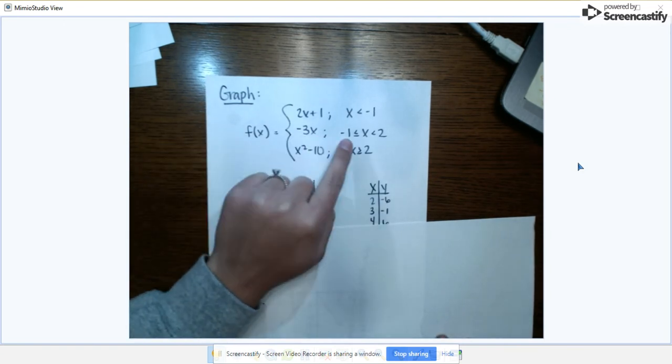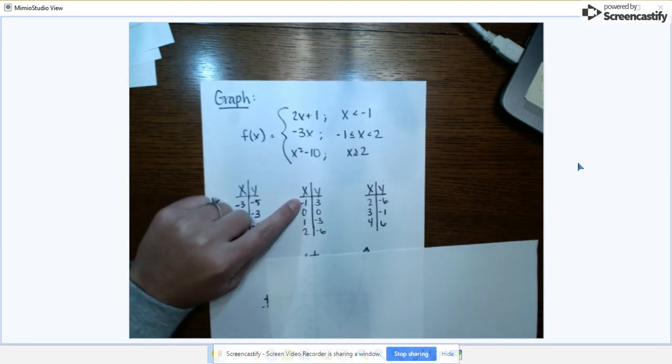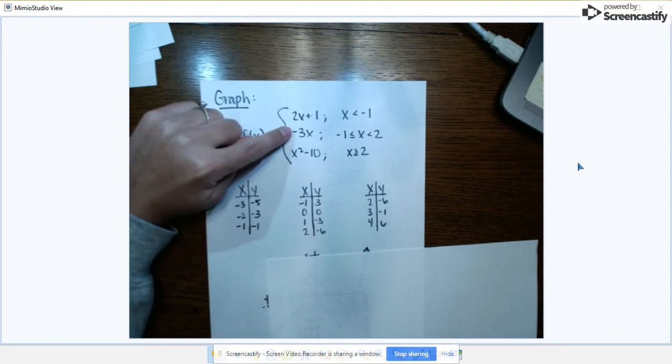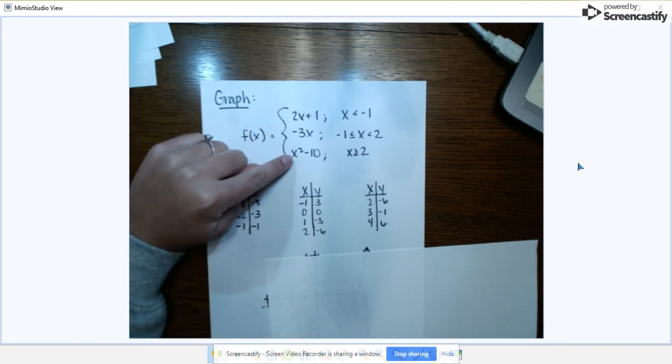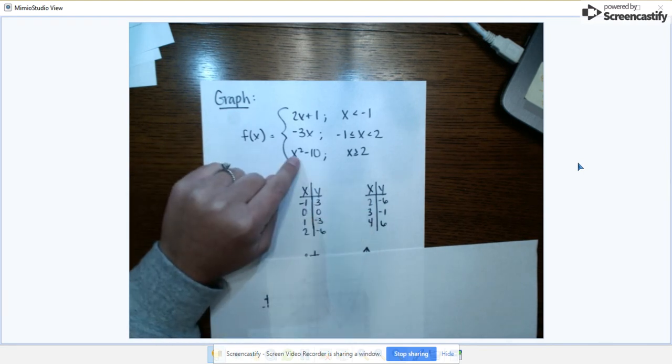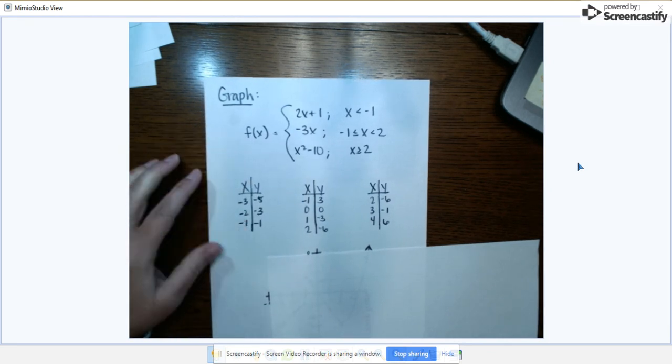I did the same thing for these middle and bottom pieces. So for negative 3x, I chose my x values to be negative 1 through positive 2. So negative 1, 0, 1, and 2. Plugged those x values into the middle function. And then for our bottom piece, I chose x values larger than 2. So 2, 3, and 4. Plug 2, 3, and 4 back in here to get my y values. Now I have points to actually plot.